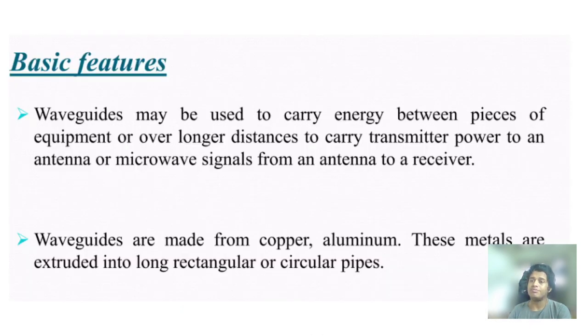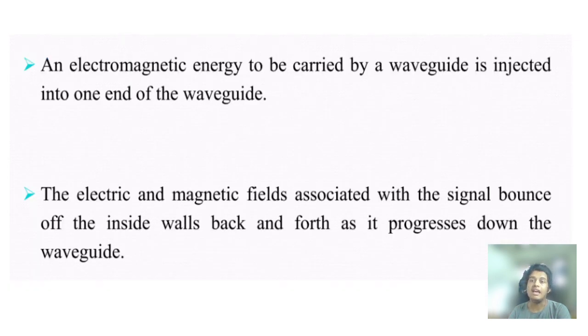Then, some basic features of waveguides. Waveguides may be used to carry high energy between pieces of equipment or over longer distances, to carry transmitter power to an antenna or microwave signal from an antenna to a receiver. Waveguides are made from copper or aluminum. These metals are extruded into long rectangular or circular pipes. An electromagnetic wave to be carried by a waveguide is injected into one end of the waveguide. The electric and magnetic fields associated with the signal bounce off the inside wall back and forth as it progresses around the waveguide.